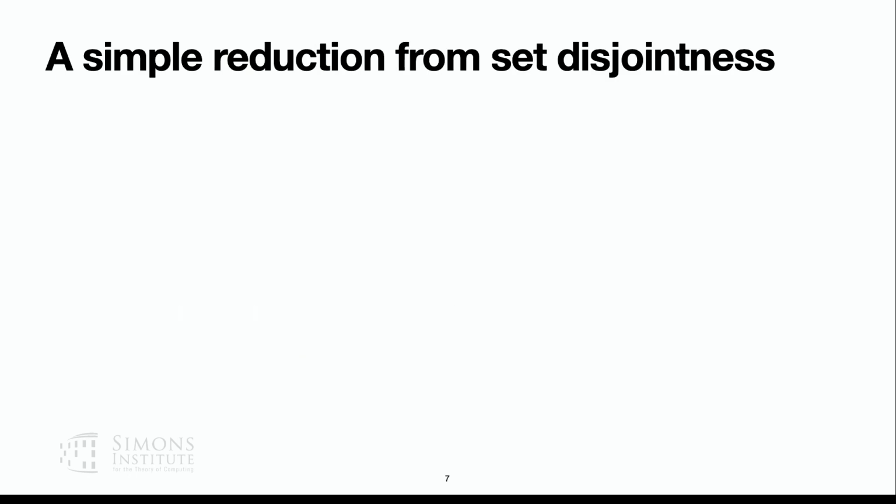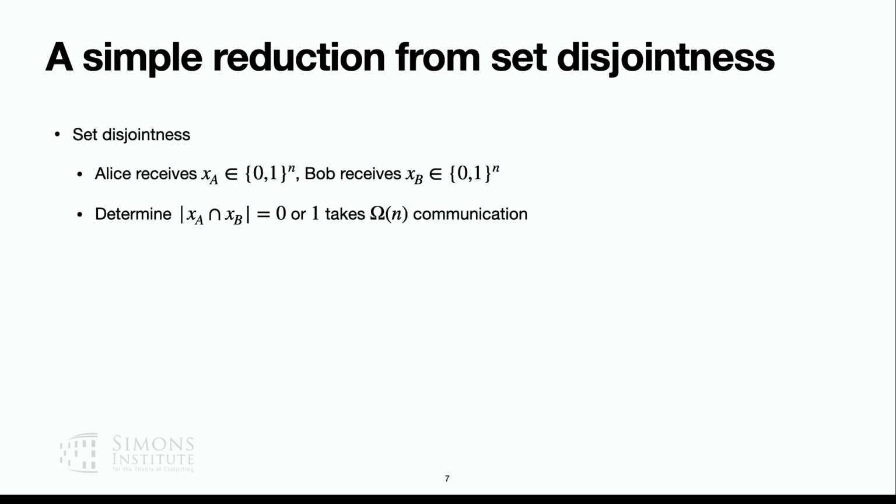And this is obtained just by a simple reduction from the communication problem of set disjointness. Let me show you the reduction. First, in set disjointness, there are two parties. Alice receives an n-dimensional binary vector. Bob receives another n-dimensional binary vector, and I'll view each as an indicator function. The task of set disjointness is to determine whether XA and XB have an intersection or do not have an intersection. This takes omega n bits of communication.